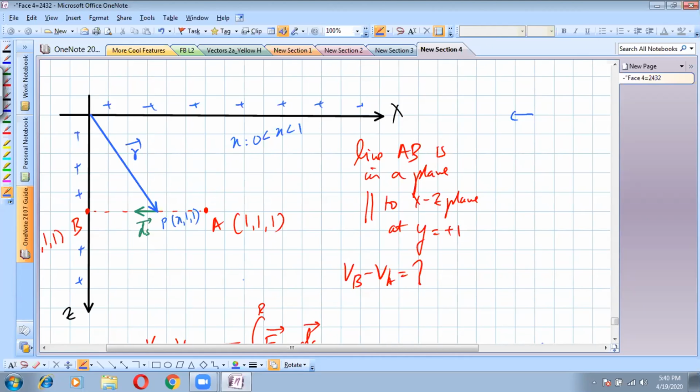Okay. Now, what about because of the z-axis? Because of the z-axis, the field will be in this sort of direction. Right?